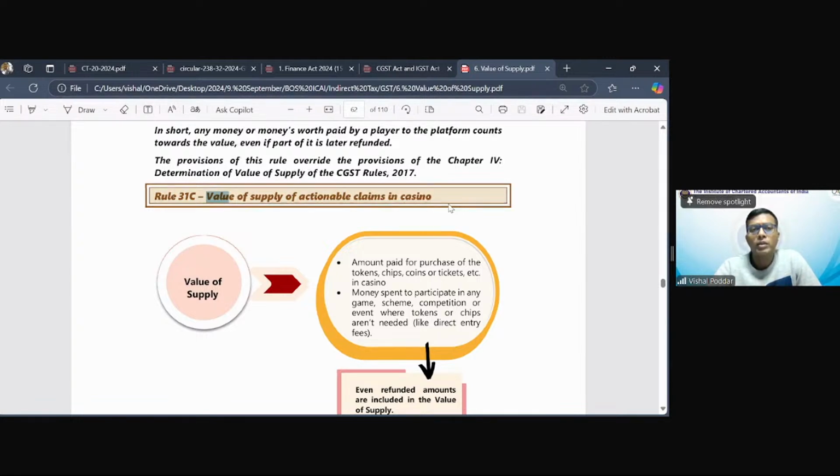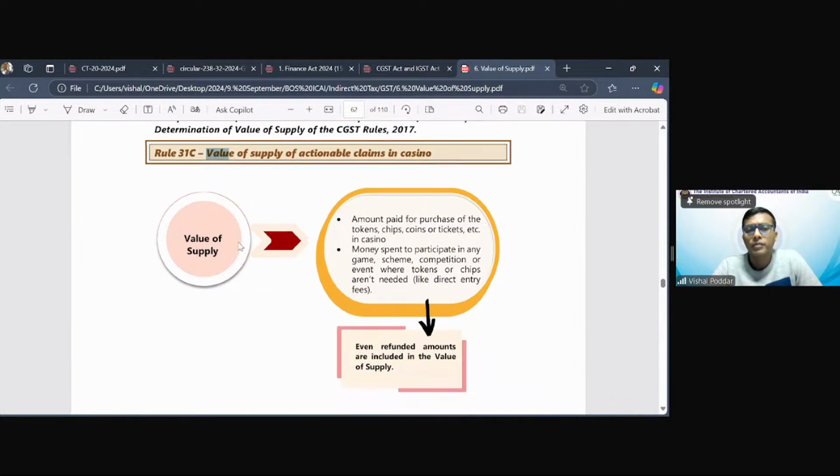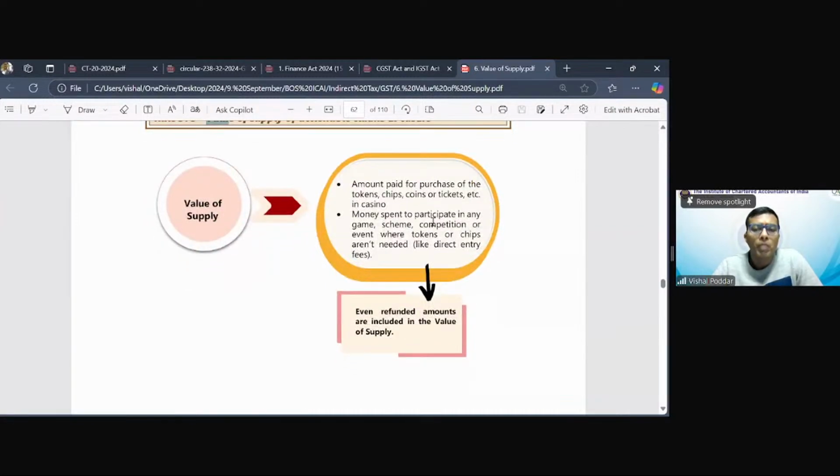Now, when you have given them 10,000 rupees and they have given you coins of this 10,000, the amount which you have deposited for getting the chips or coins, that is the taxable value. Again here, let us say while returning, even if you return coins of 2,000 because to that extent you have not played, there will be no deduction. The tax is payable on the entire 10,000 which is deposited at the start. So what it says: value of supply is the amount paid for purchase of the token, chips, coins, tickets, etc. Money spent to participate in any game, scheme, competition, event where tokens, chips aren't needed, like direct entry fees.